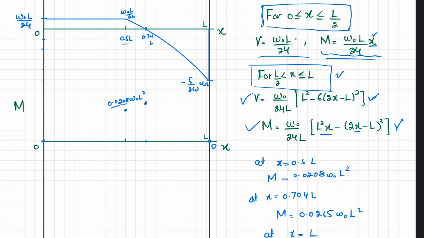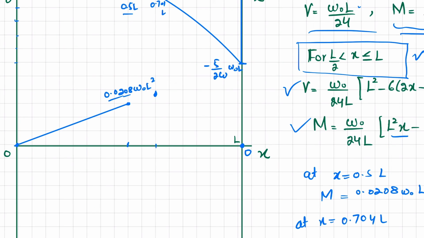Now we will draw. You can see from shear force, from 0 to 0.5 L, it is a constant line of 0 degree. So moment will be a first degree line, and it will be a straight line. Now from 0.5 L to 0.704 L, again this is a 1 degree line, and the slope is decreasing. So the moment equation will be a second degree curve, and it will be in clockwise direction. It will be a curve.